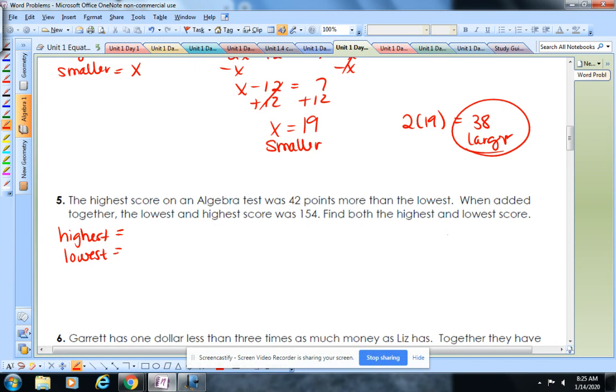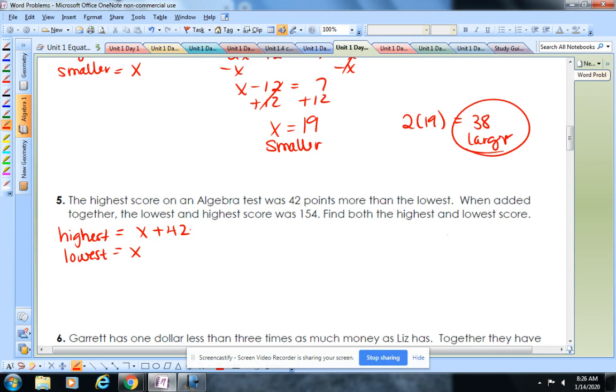All right. So the highest score is 42 more than the lowest. So what do you think we're going to call the lowest? And what do you think we're going to call the highest? Very good. More than means we add. Does that make sense of why I'm calling the highest and the lowest those things? Okay. When added together, hint, hint, the lowest and the highest score was 154.